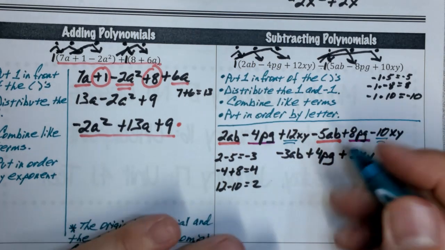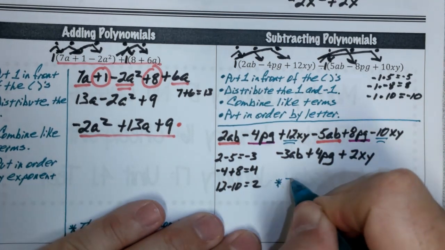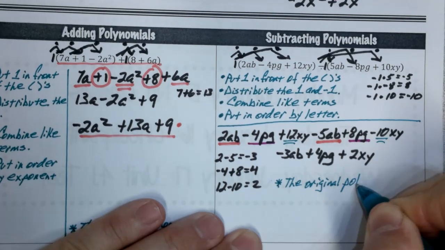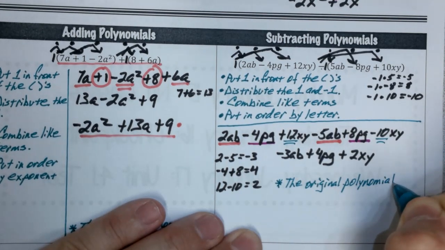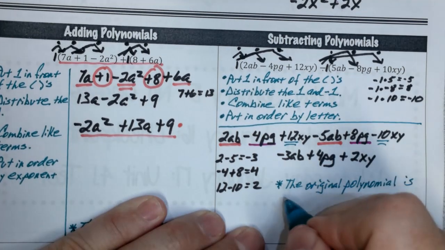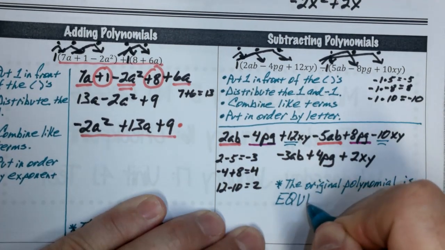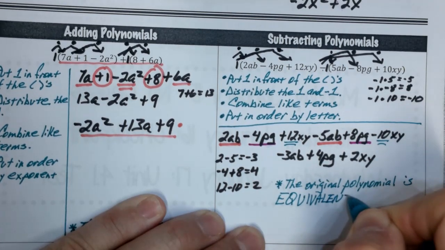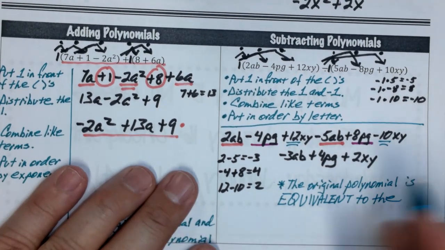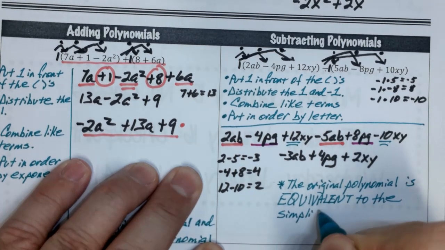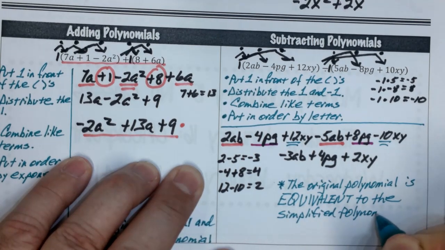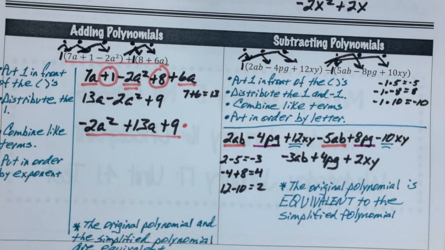Now one thing you need to write, so make sure you write this: the original polynomial, so this whole thing up here, is equivalent, and make sure you put equivalent in all caps, equivalent to the, and this is our simplified polynomial. Okay, and that is it.